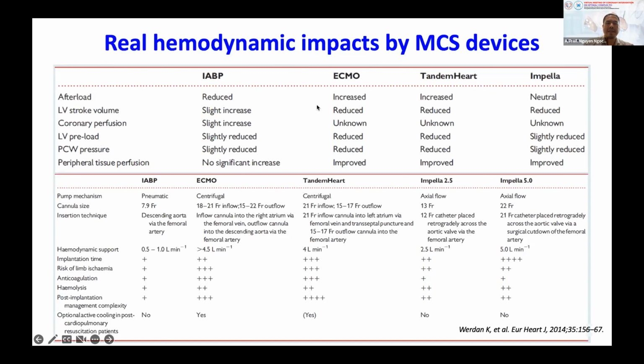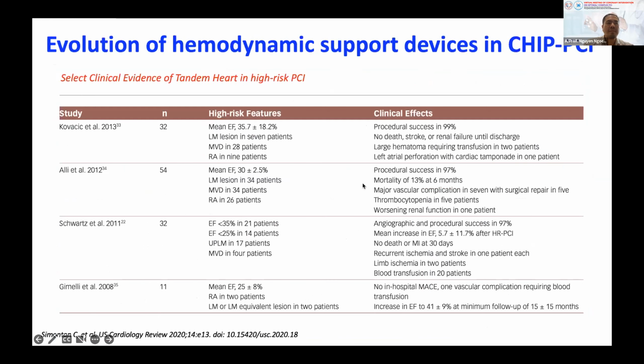So basically here you can see based on that one, for the afterload, only the tandem heart and Impella got some significant impact. So how about the data for hemodynamic support device for high-risk PCI? So it is something like a selected evidence for tandem heart for high-risk PCI. You can see here this is the feature of the high risk. The number of cases is not very much because it is a rare evidence.